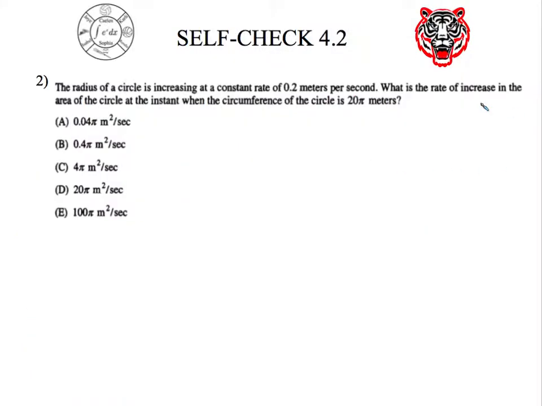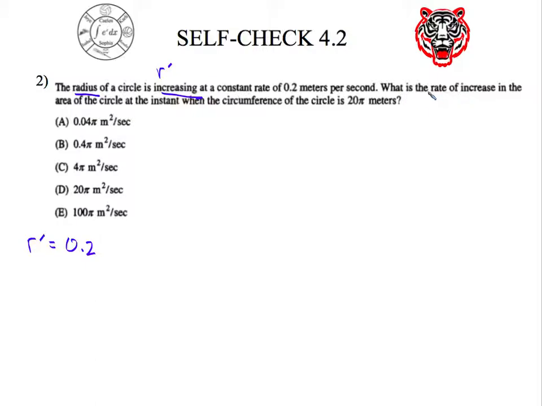Okay, number 2. The radius of a circle is increasing at a constant rate. So the radius is increasing, therefore that's talking about r prime. And what can we label here? R prime is equal to, and it's increasing, so it's positive. It's a positive 0.2. Our units are meters per second. All these have the correct units. I'm not going to worry about units anymore.